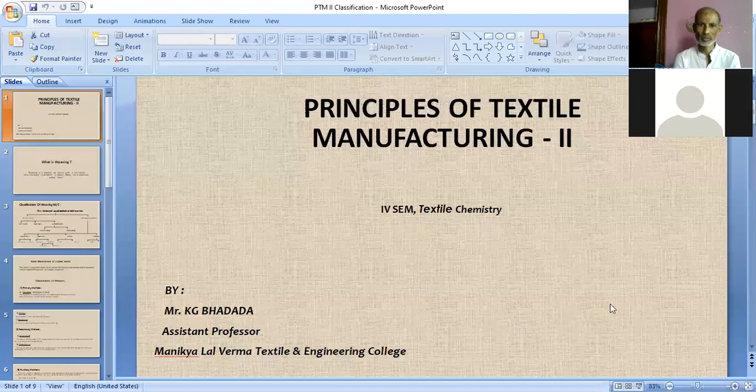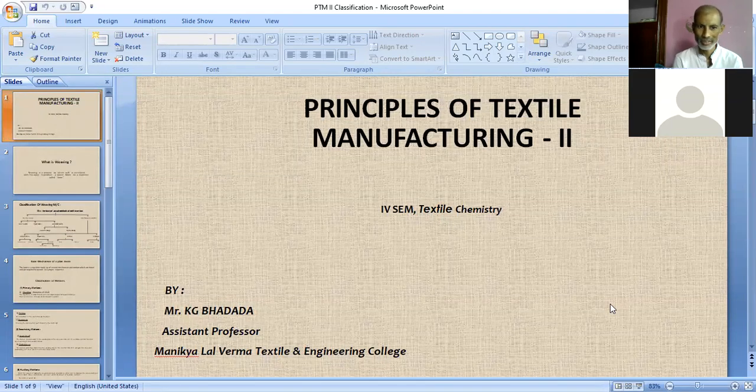So students, the name of the subject is Principles of Textile Manufacturing Second. This is taught in the 4th semester of the Textile Chemistry branch. My name you already know, KG Badada, Krishna Gopal Badada. I'm working as an assistant professor in Manikilal Verma Textile and Engineering College.